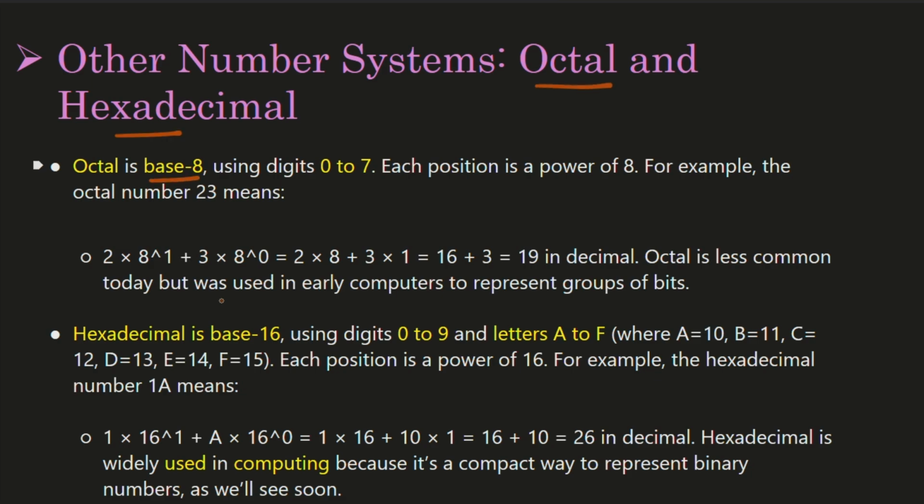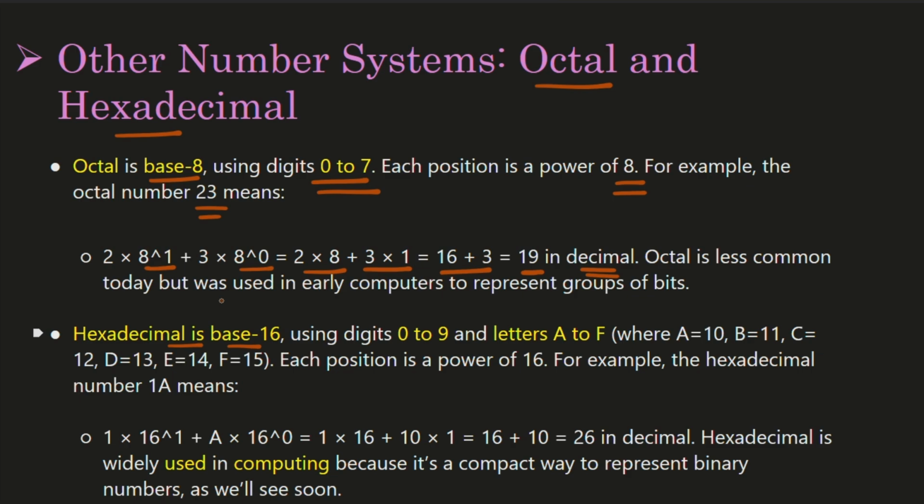Octal is base 8, using digits 0 through 7. Each position represents a power of 8. For example, the octal number 23 means 2 times 8 to the power 1, which is 8, plus 3 times 8 to the power 0, which is 1. That's 2 times 8 plus 3 times 1, equaling 16 plus 3, which is 19 in decimal. Octal was used in early computers to represent groups of bits, but is less common today.